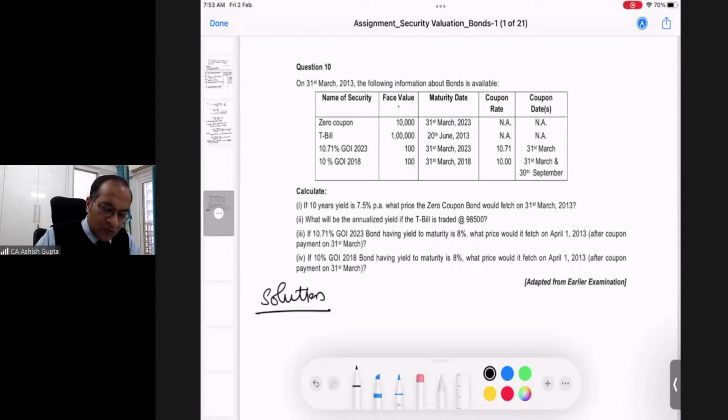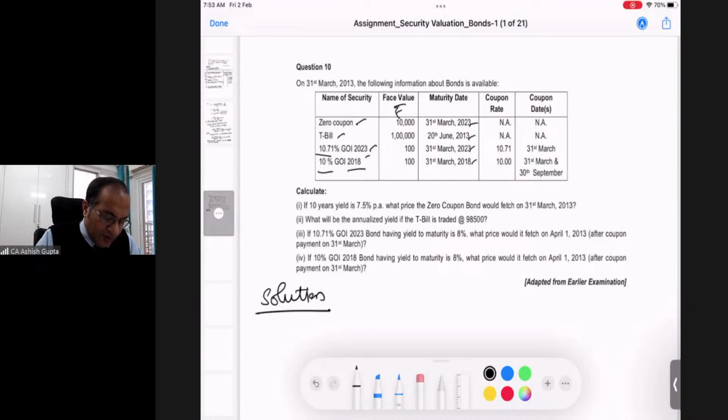Okay, student. Now I am coming to the last question of this assignment. Here you will see there are a variety of types of bonds and instruments. On 31st March 2013, the following information about bonds is available: zero coupon bond, T-bill (Treasury bill), 10.71% Government of India 2030, 10% Government of India 2018. Here the face value and maturity dates have been provided to us.